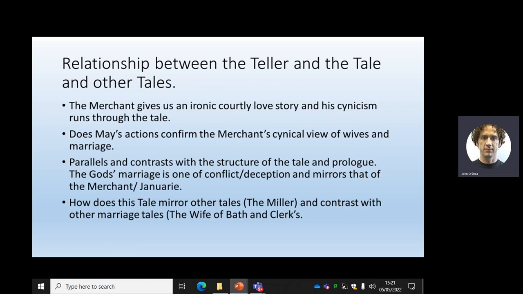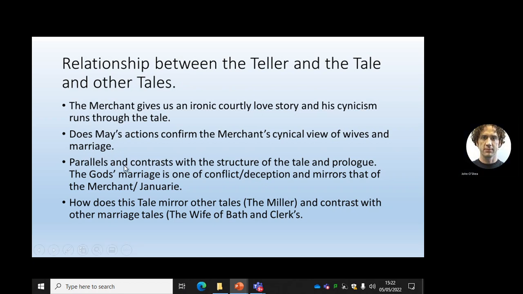Right, the Merchant gives an ironic account of a courtly romance. I'm going to talk about irony. My English teacher told me you can't go through an exam about Chaucer without mentioning irony at some stage. So just be aware of irony. So the tale is coloured by the Merchant's cynicism about marriage, and May's actions in the tale confirm the Merchant's cynicism. So the tale is shaped by the teller, and the teller shapes the tale.